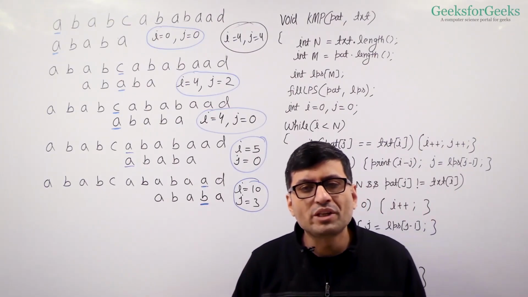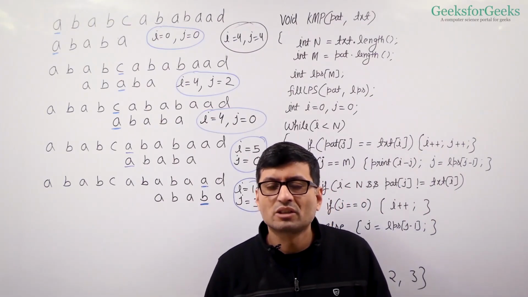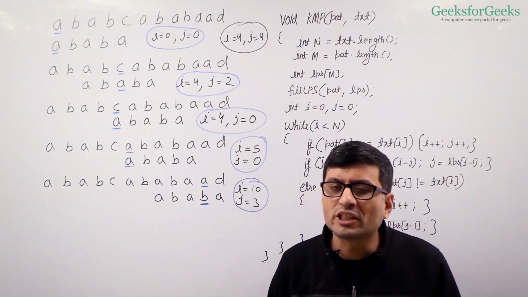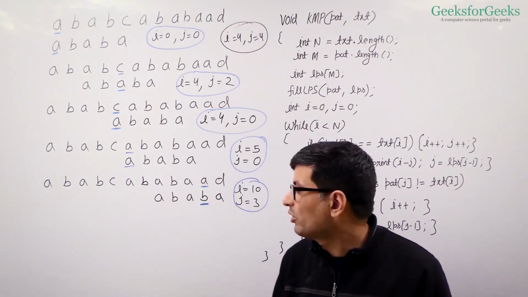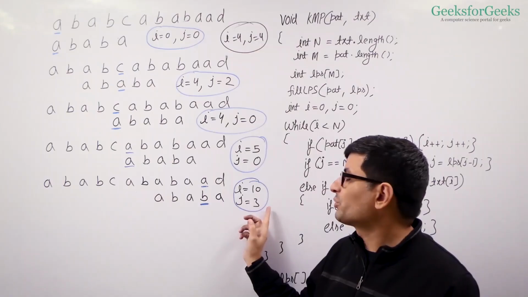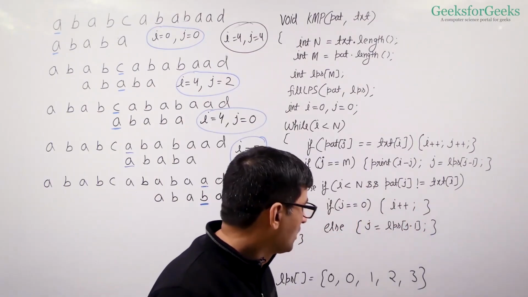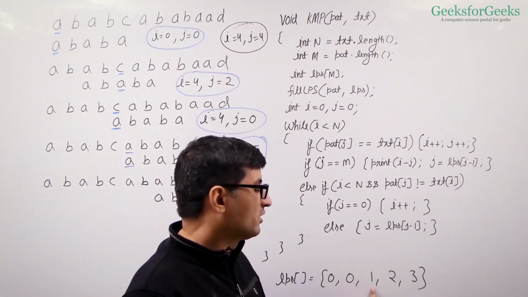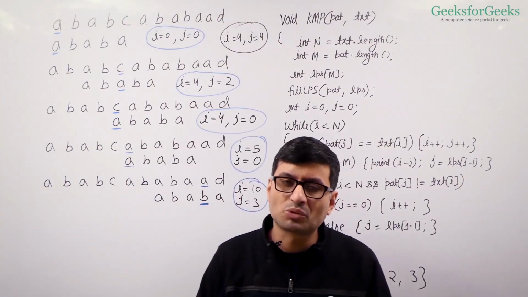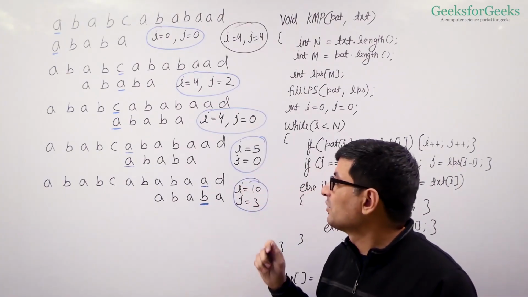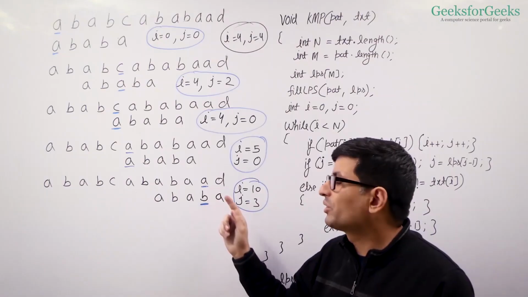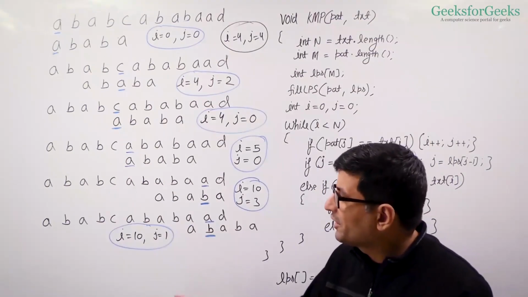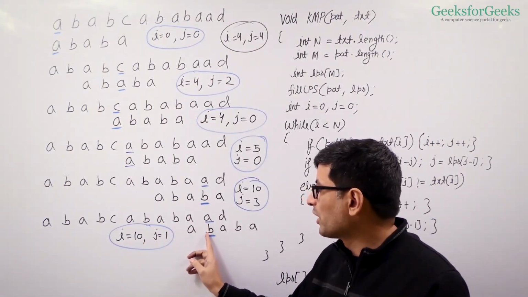And this time we again see a mismatch. So what are we going to do? We are going to consult the LPS array and look at LPS of j minus 1, which means LPS of 2. LPS of 2 is 1. So our j now becomes 1. Now let us align the first character with I equal to 10. Here I have aligned I equal to 10 with j equal to 1.